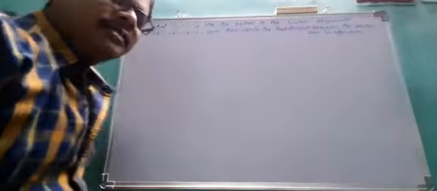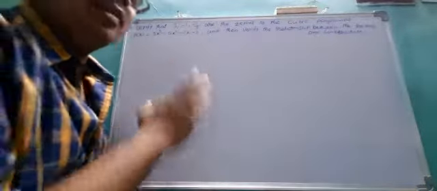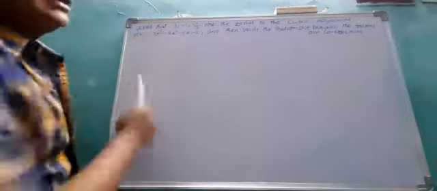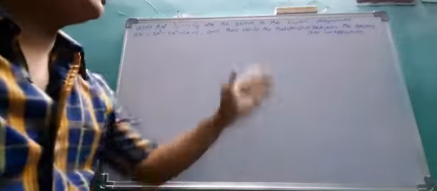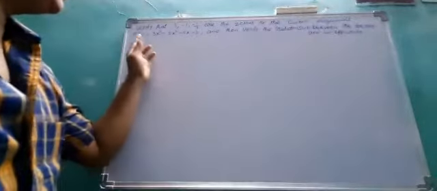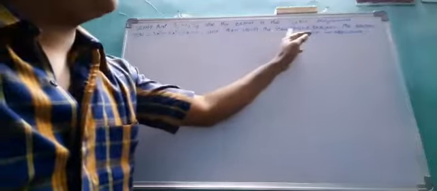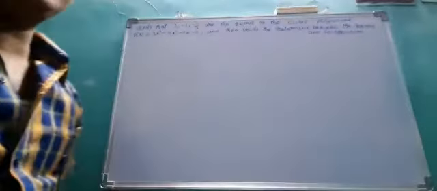Good morning, students. Today we discuss one important 4 marks question, that means the last question in polynomials. What is that? Verify that 3, minus 1, minus 1 by 3 are zeros of the cubic polynomial, and verify the relationship between zeros and coefficients.